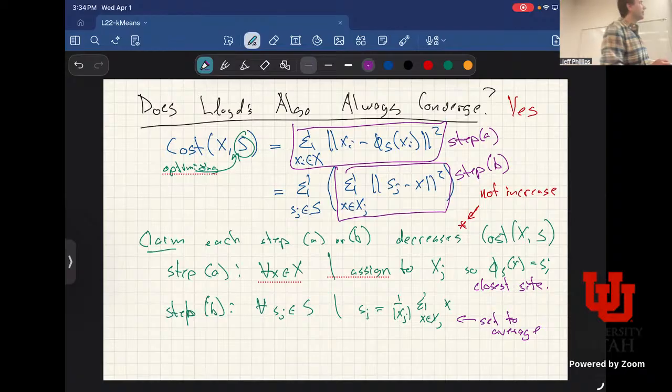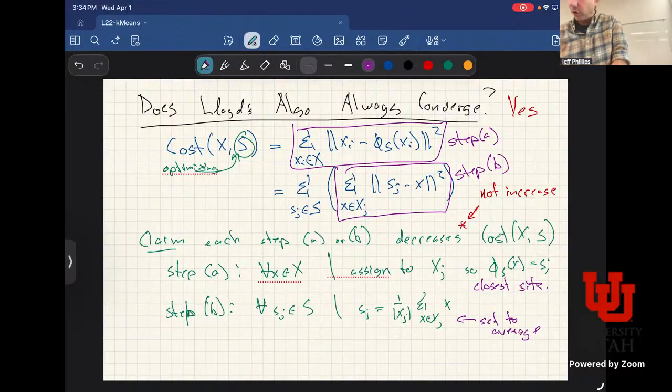So when I look at step B, I'm going to look at this internal part when I've rewritten it. I only have to worry about one site at a time, and I'm just picking the site Sj that's minimizing the sum of the square root.